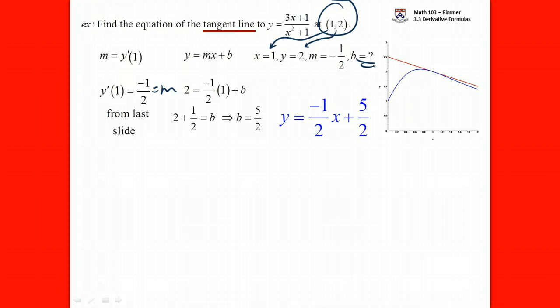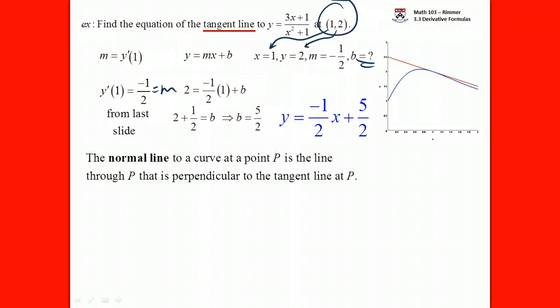And here's what the graph would look like. That curve and that line, tangent, we found the equation. There's another line that we need to be aware of. It's called the normal line. And basically, the idea is that the normal line is perpendicular to the tangent line at that point of tangency, not just at any point. At the point of tangency, there's a line that is perpendicular to the tangent line, and we call that line the normal line.